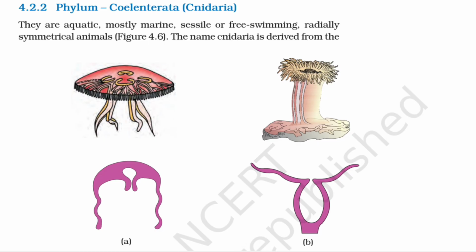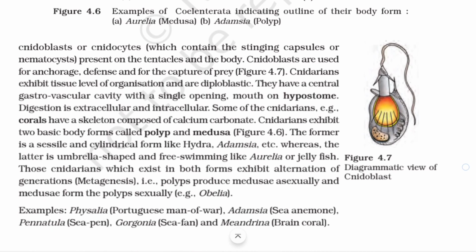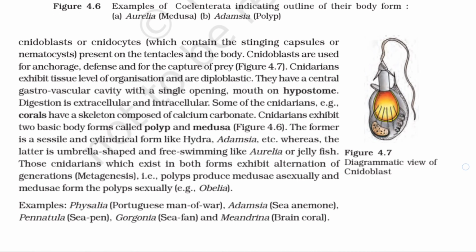They are aquatic, mostly marine, sessile or free swimming, radially symmetrical animals, figure 4.6. The name Cnidaria is derived from the cnidoblast or cnidocytes, which contain the stinging capsules or nematocysts present on the tentacles and the body. Cnidoblasts are used for anchorage, defense, and for the capture of prey, figure 4.7. Cnidarians exhibit tissue level of organization and are diploblastic. They have a central gastrovascular cavity with a single opening, mouth, on a hypostome.